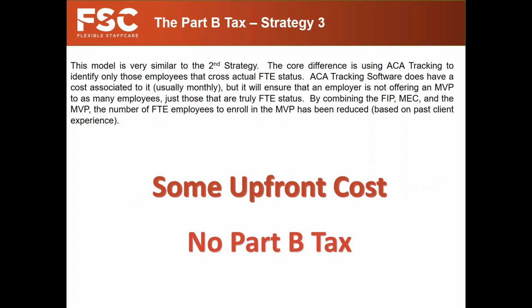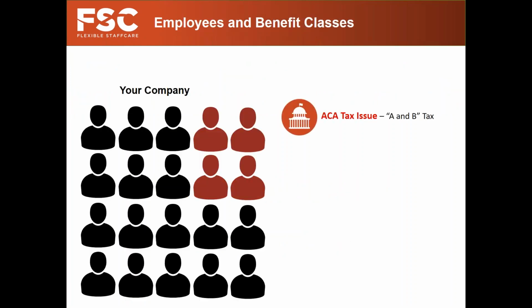Now this option does use ACA tracking software. You're only going to be offering the MVP to people that are actual FTE for sure. You have more costs for the tracking software, but since you offered the fixed indemnity and the MEC, even if someone is full-time equivalent, they may still not take the MVP. You pay more costs up front, but the end result is pretty similar. You also guarantee you did not offer the MVP to anyone who was not full-time equivalent.